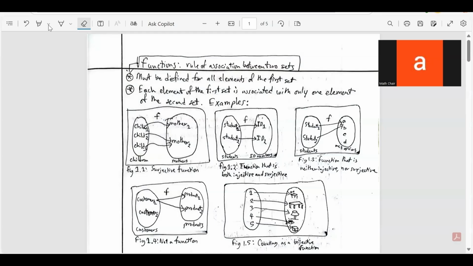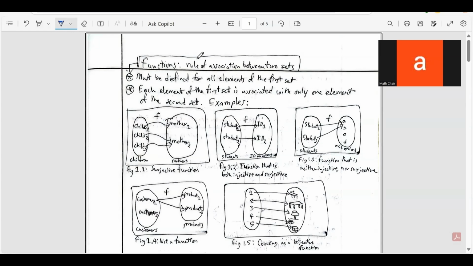Okay, so a function is basically a rule of association. It's a rule by which I will associate items from two different sets, which must satisfy these two conditions, such that it has to be defined for each element of the first set, and each element of the first set must be associated with only one element of the second set.